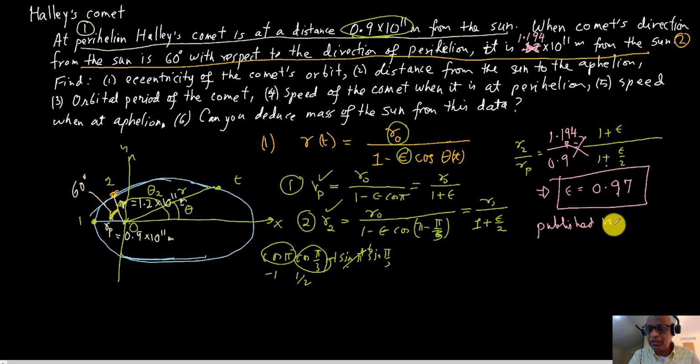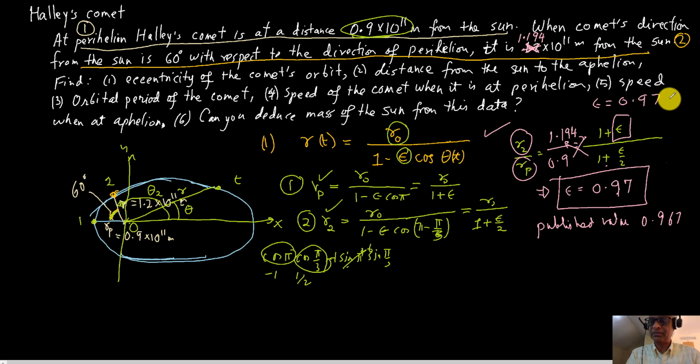Published value is 0.967, and I just did some calculation. But the important part is the process by which I can use 2 data points to find the eccentricity. Okay, so we're done with 1, and I'll make a note that the eccentricity for us is 0.97 as an answer, and I'll clean this up and try to answer other questions.